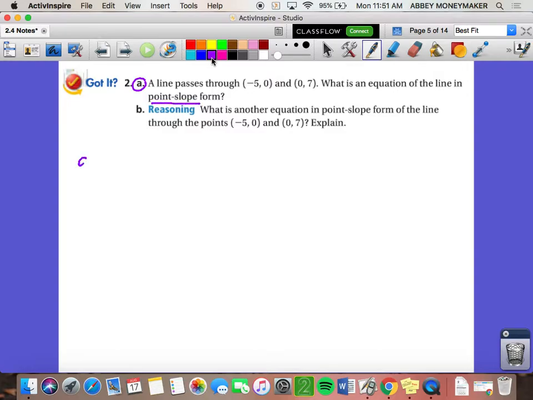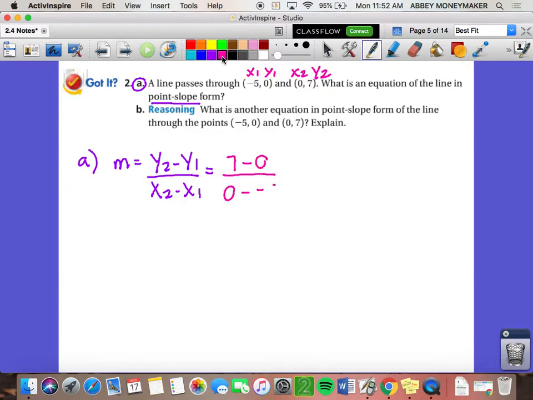So first things first, I have to find the slope. y2 minus y1 over x2 minus x1. So again, if you want to label some things, you are encouraged and more than welcome to. So here we go. We have 7 minus 0 over 0 minus -5. So be careful here, guys, with that minus negative. That's plus positive. So that gives me 7 over 5, which is my slope.